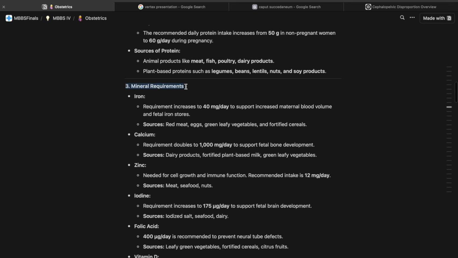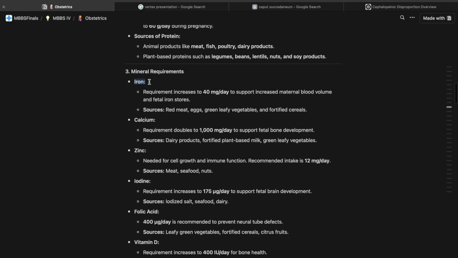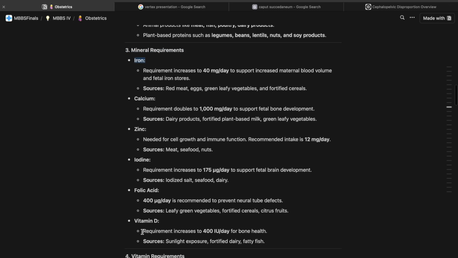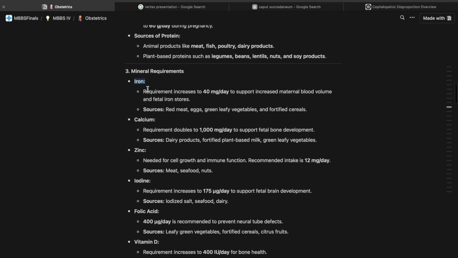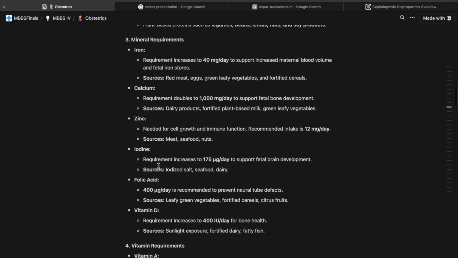Coming to mineral requirements, there's iron, calcium, zinc, iodine, folic acid, vitamin D. Iron requirement increases to 40 mg per day to support increase in maternal blood volume and fetal iron stores. What are the sources? Red meat, eggs, green leafy vegetables and fortified cereals. So, 40 milligrams per day.